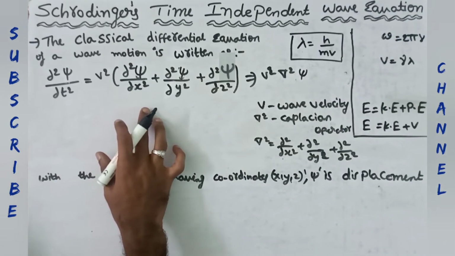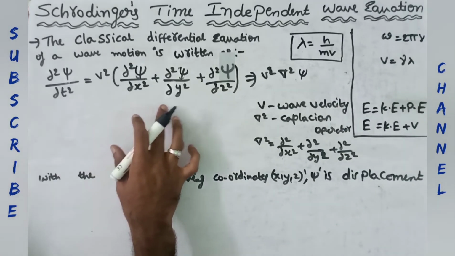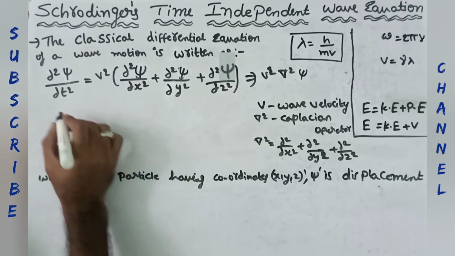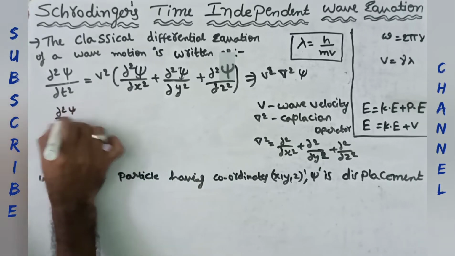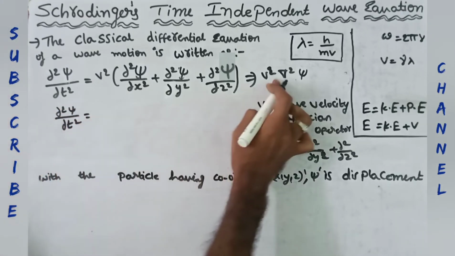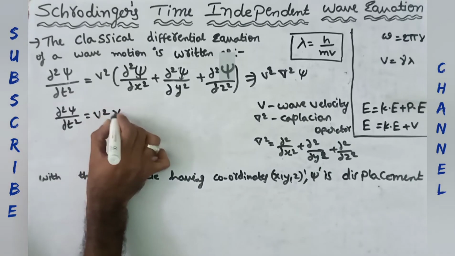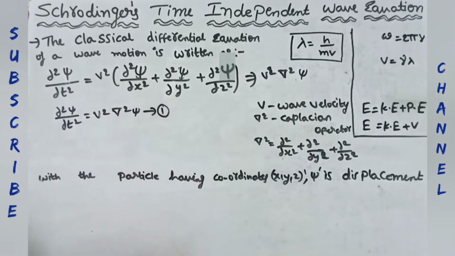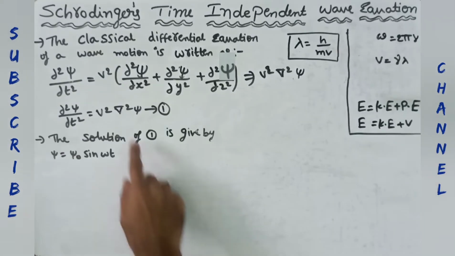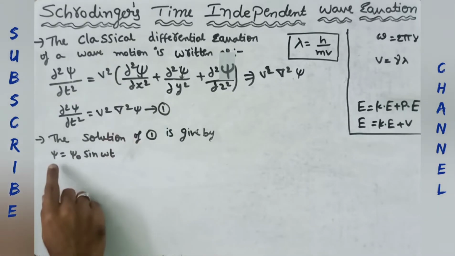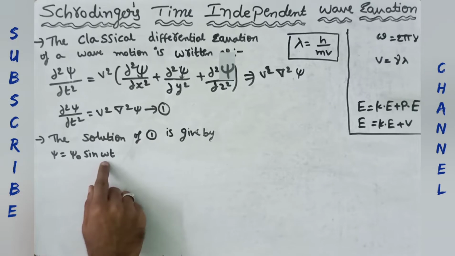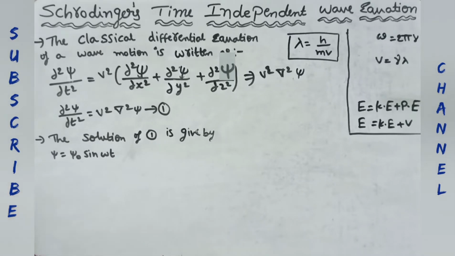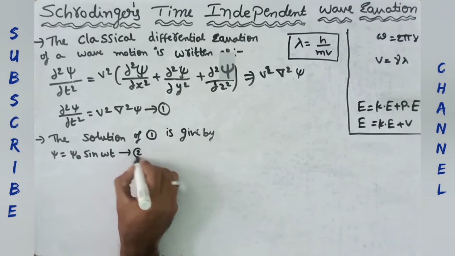It can also be simply written as dou square psi by dou t square equals v square del square psi, which we consider as equation number 1. Here the solution of equation 1 can be given by psi equals psi naught sin omega t. This is considered as equation number 2.